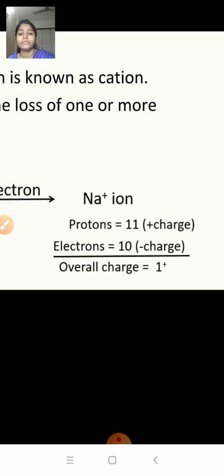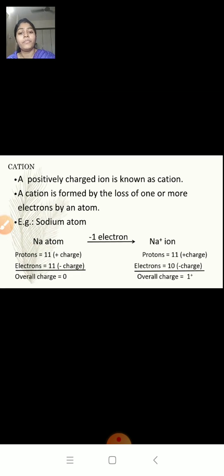Is it clear? Now one point to remember. It is only electrons that are transferred from one atom to another atom. Okay, we can only lose or gain electrons. We cannot lose or gain protons because protons are present deep inside the atom and electrons are revolving outside the atom. So only electrons can be gained or lost.